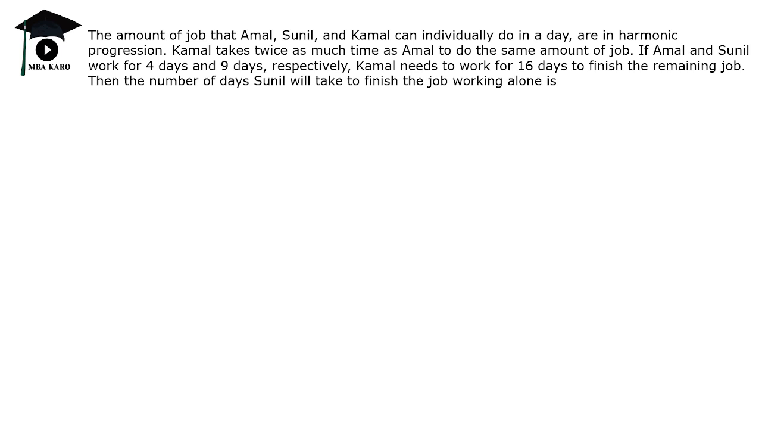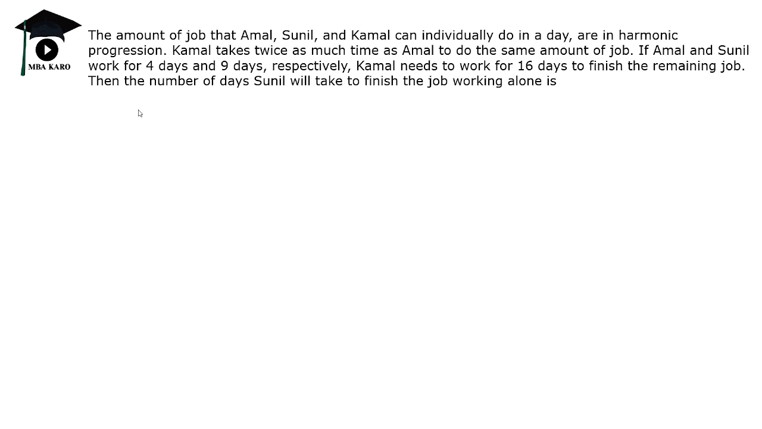The amount of job that Amal, Sunil, and Kamal can individually do in a day are in harmonic progression. Kamal takes twice as much time as Amal to do the same amount of job. If Amal and Sunil work for 4 days and 9 days respectively, Kamal needs to work for 16 days to finish the remaining job. We need to find the number of days Sunil will take to finish the job working alone.